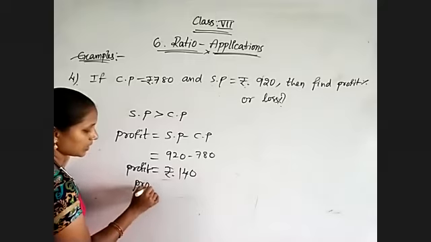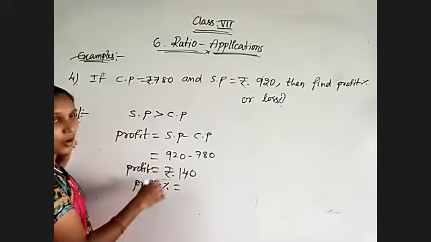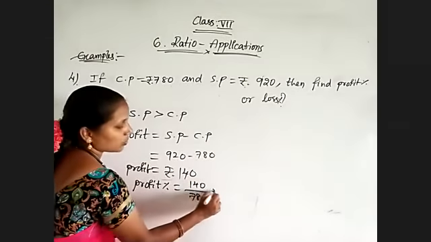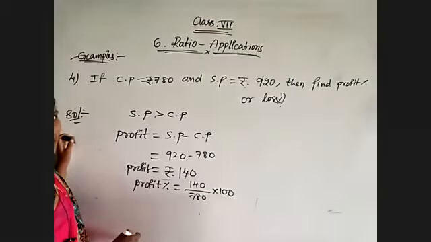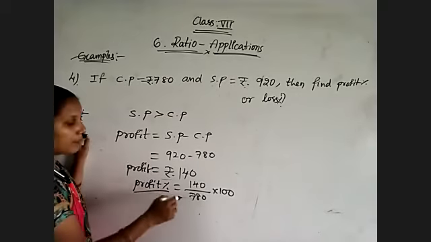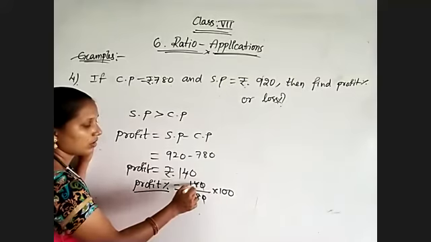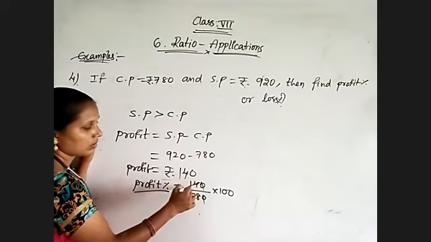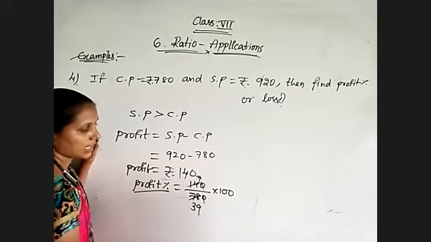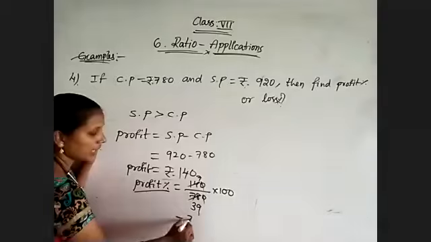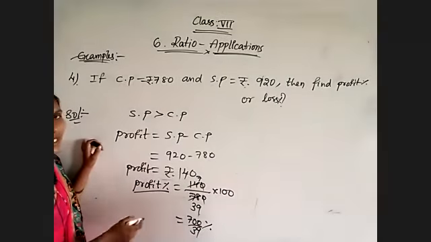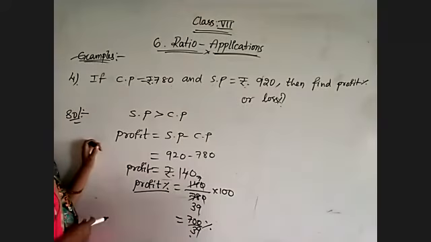After that, profit percent is equal to profit by CP into 100. We have this formula: profit by CP into 100. Profit percent and loss percent are both calculated on CP only. So the 0s get cancelled. 2 7s are 14, 2 3s are 6, 2 9s are 18. So 7 by 39, that is 700 by 39. 39 is a prime number. So this much percentage. Further, we need to simplify it as a mixed fraction, otherwise as a decimal number. That's all.